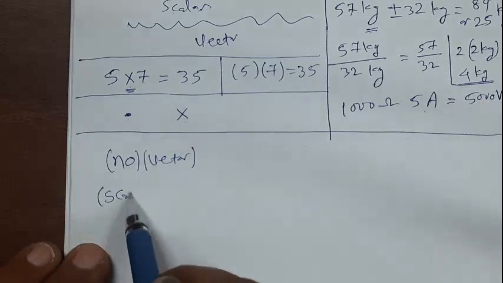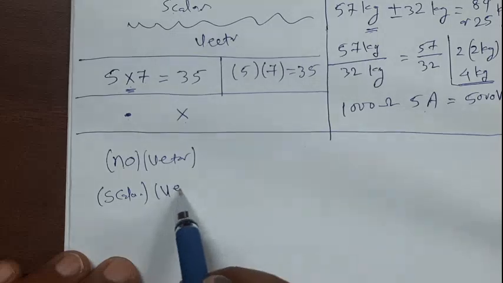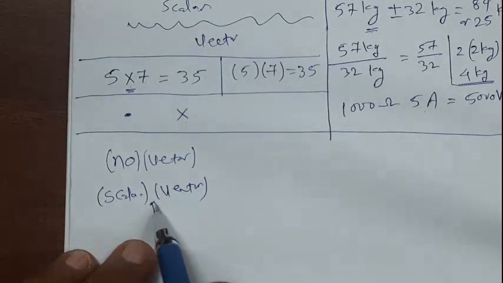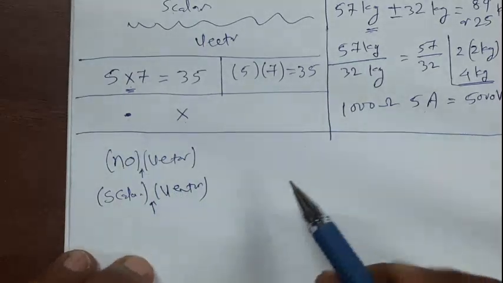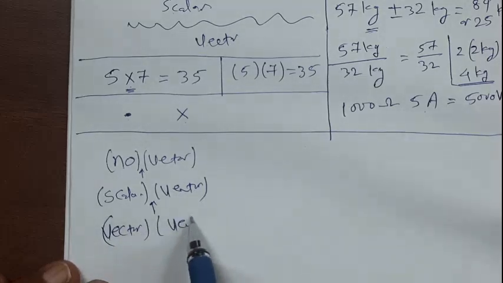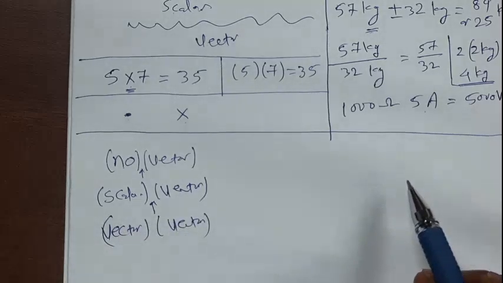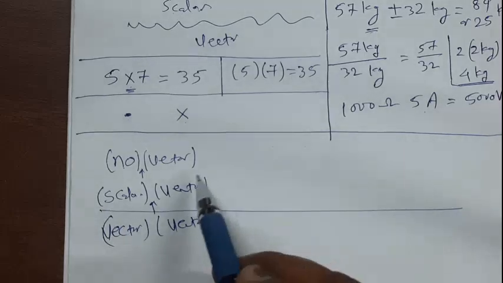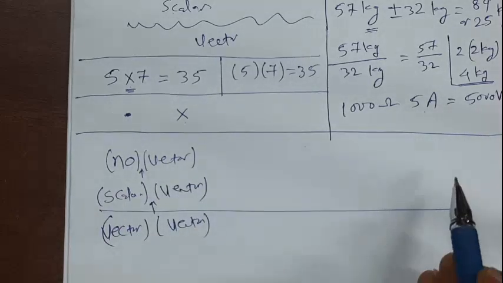Then we will have to discuss something about scalar into vector, the product between scalar and vector. We will have to check, is there any symbol here? And then we will have to think about vector into vector, correct? Vector into vector. Now among these two, we may be familiar with these two types.